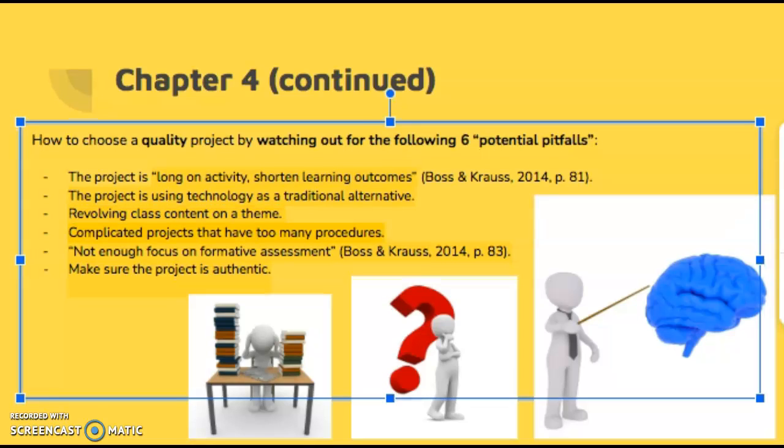Complicated projects that have too many procedures should be avoided because they can lead to structured and limited outcomes. This next bullet point means that there aren't appropriate phases in the project where the teacher can stop at a good point to evaluate how students are doing or give struggling students advice to improve their final product. And lastly, we want to make sure the project relates to the real world.